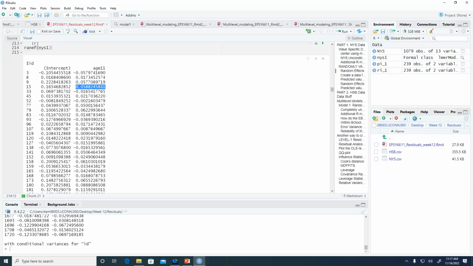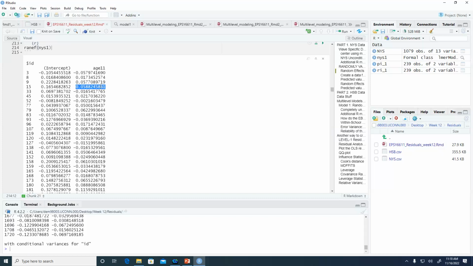How could I get the randomly varying coefficients from this? What could I do if I just had this and I didn't know how to get the randomly varying coefficients, but I knew what my betas were? How could I create the randomly varying coefficients, besides Googling it and finding out what the R code is? Exactly. All I have to do is take these, my residuals.